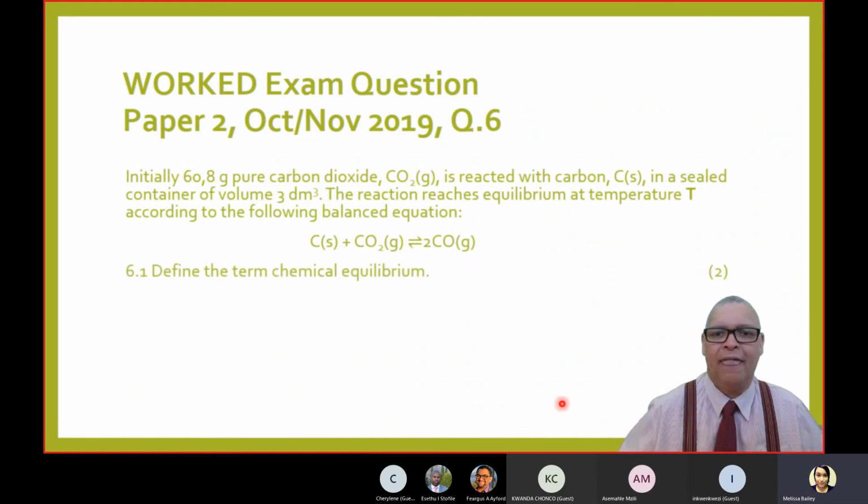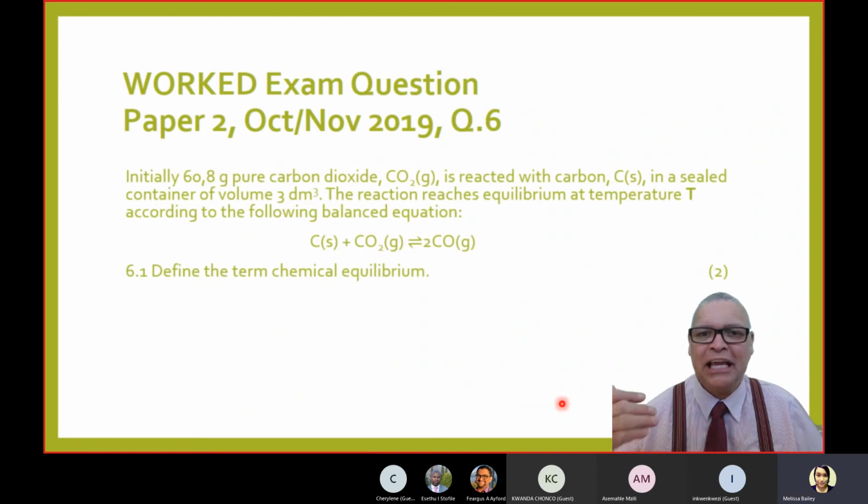Now, Question 6.1 on that question paper said, define the term chemical equilibrium. What that question means is define the term dynamic chemical equilibrium. Do you remember what that means?